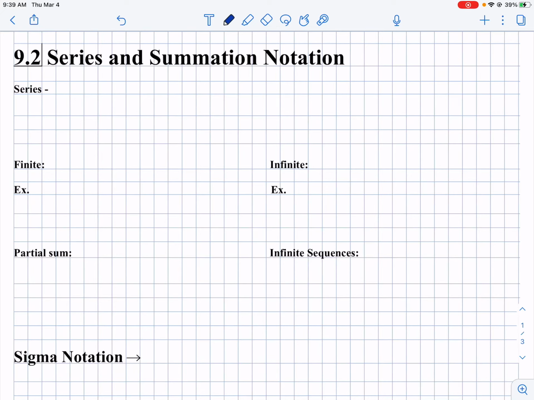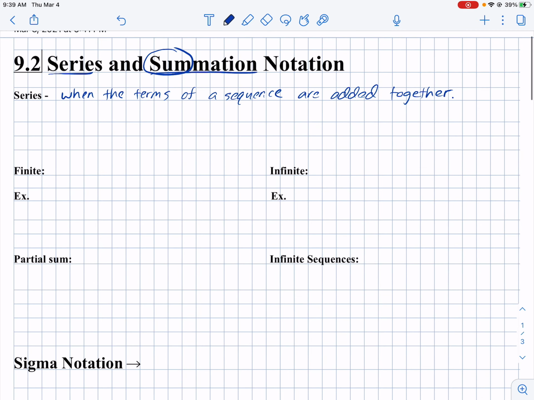All right, section 2 is on series and summation notation. Notice the word sum in summation notation. A series is just when the terms of a sequence are added together. So you're still going to notice patterns. You're still going to notice sequences like you did in the first section. We're now just going to be taking those sequences and adding them together.